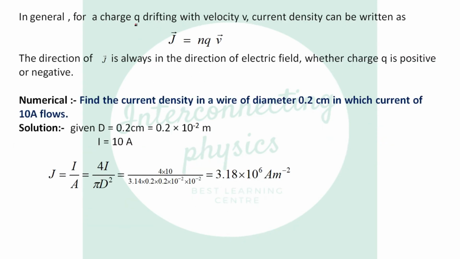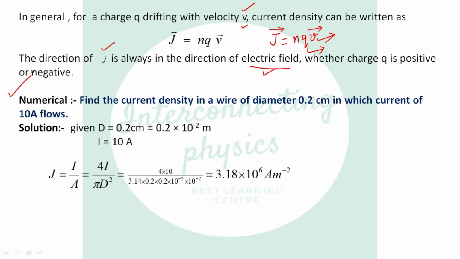Now in general, for a charge q drifting with velocity v, if we are not talking about an electron but any charge, maybe positive, maybe negative, moving with velocity v, then current density can be written as n q v vector. This q is any charge and this v is the drift velocity of the charge. Whether q is positive or negative, J will always be in the direction of the electric field. Always remember this point. q may be negative or positive, but the direction of J is always in the direction of the electric field.